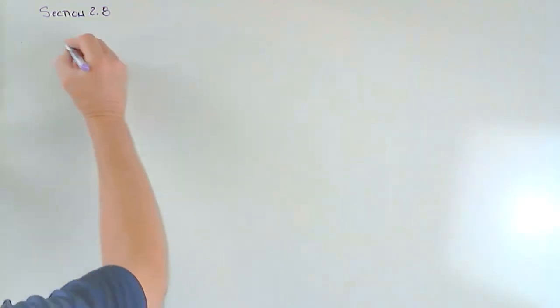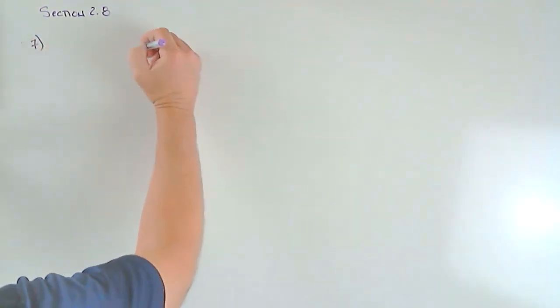Let's take a swing at problem number 7. In problem 7, we're given 2 graphs. And it says the graphs of a function f and its derivative f prime are given. Which is bigger, f prime of -1 or f double prime of -1?